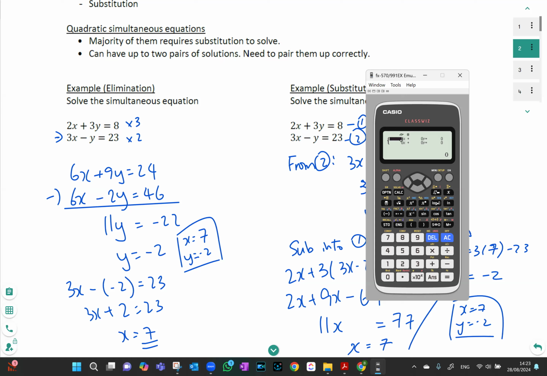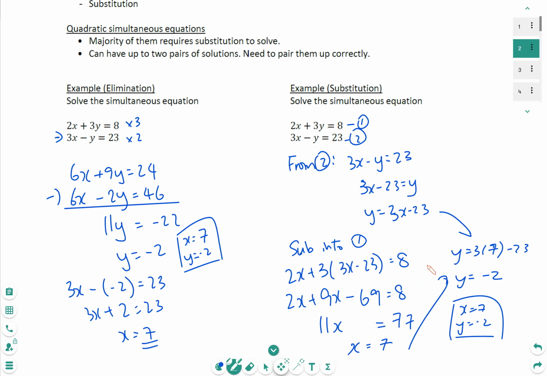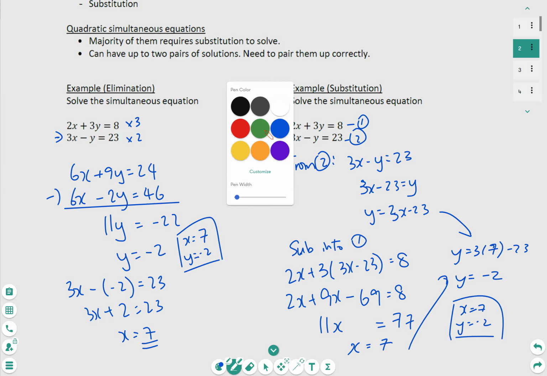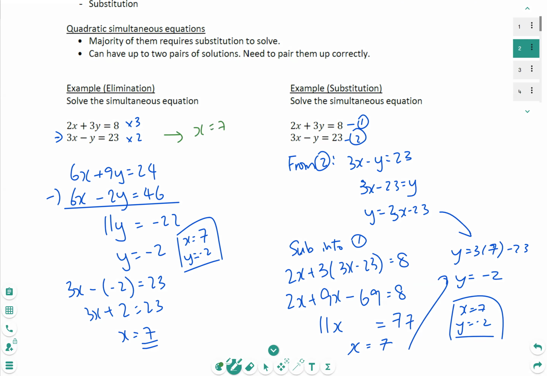So anyway, if we put it in, 2x plus 3y equals 8, the first equation. Second equation, 3, minus 1 and 23. Press equal again, the calculator gives you 7 and minus 2. So that's what it is in the real exam. In the real exam, if the question gives you this, you can just write x equals 7, y equals minus 2. You don't get any marks for showing how to solve linear simultaneous equations.